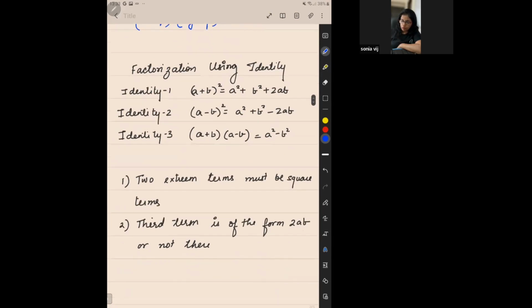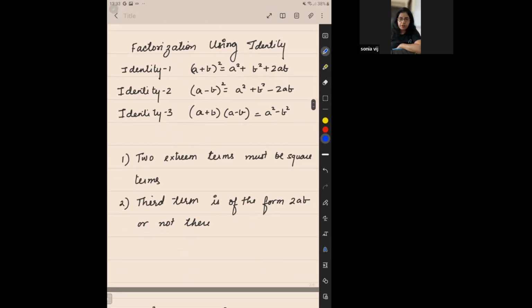Let's move on to the usage of identities. These are the 3 identities that we know. (a plus b) whole square, (a minus b) whole square, and (a plus b)(a minus b). The difference is of the sign. When this is positive, there is a plus 2ab. When this is negative, there is minus 2ab. And in the third identity, there is no third term. Only 2 terms are there.